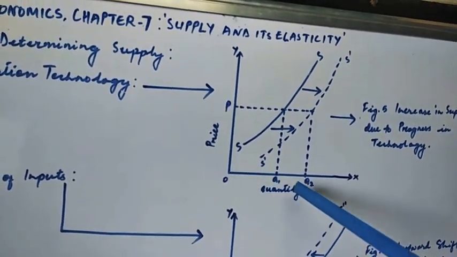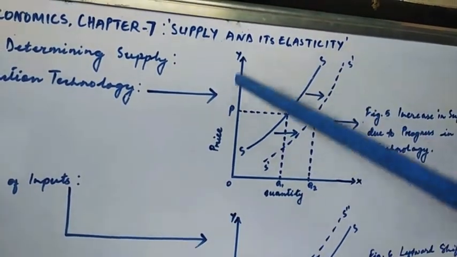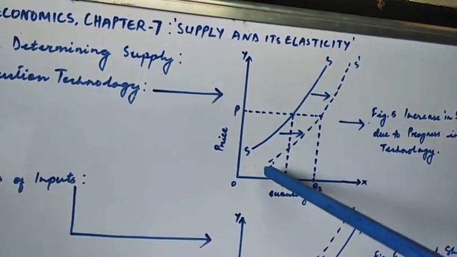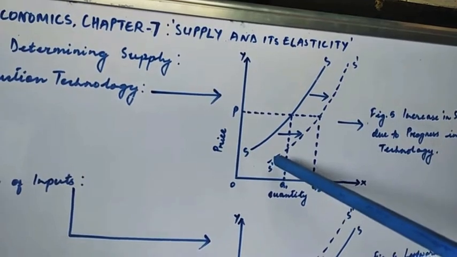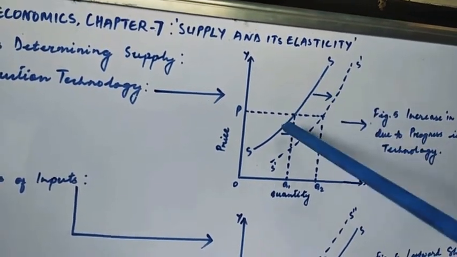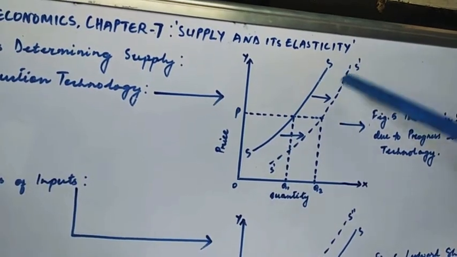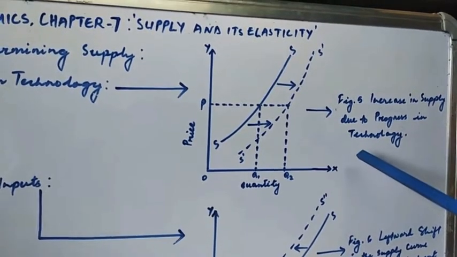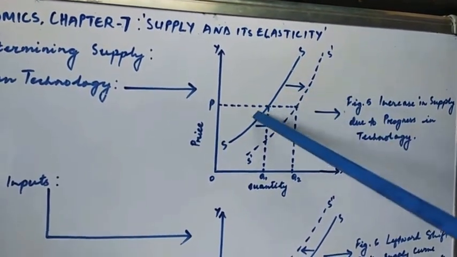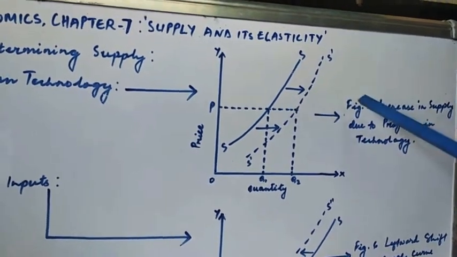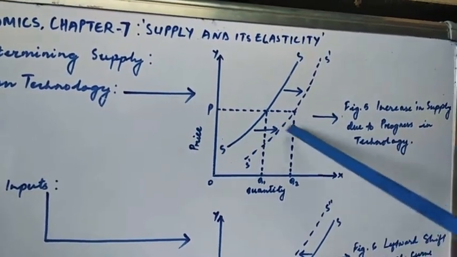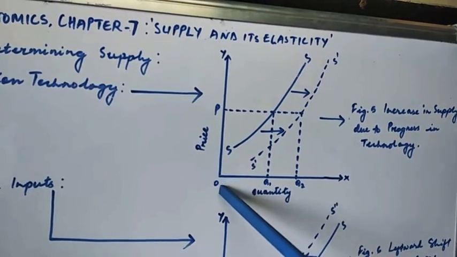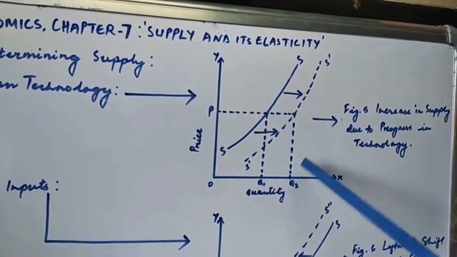So on the x-axis we are measuring quantity, y-axis we are measuring price, and SS is the initial supply curve, and S dash S dash is the supply curve after shifting from SS. The shift towards the right takes place because of the progress in technology, and this implies that there is an increase in supply. So the rightward shift of the supply curve indicates an increase in supply due to the progress in technology. The quantity of output has increased from OQ1 to OQ2.